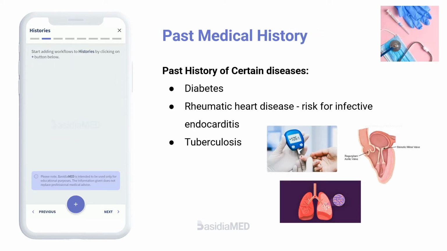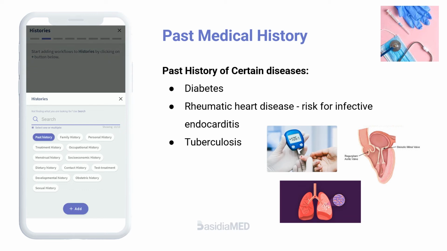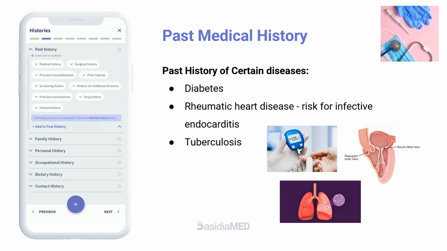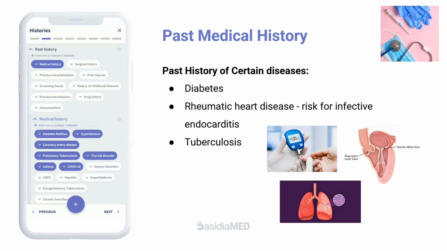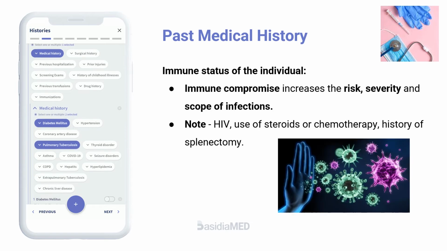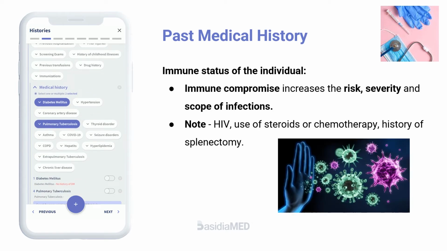Past history of certain diseases. Infections are more frequent and more serious in patients with diabetes. A past history of rheumatic heart disease increases the risk for infective endocarditis. Previous tuberculosis assumes a risk of recurrence. Immune compromise increases the risk, severity, and scope of infections. Ask about underlying diseases, such as HIV, medications such as steroids or chemotherapy, or a history of a splenectomy.